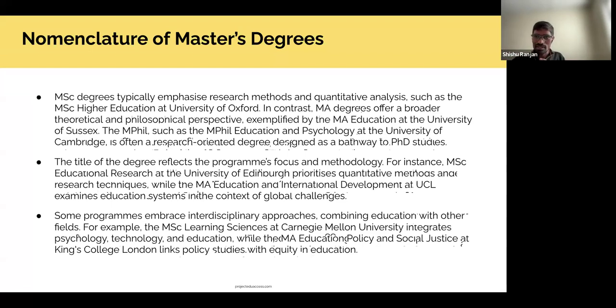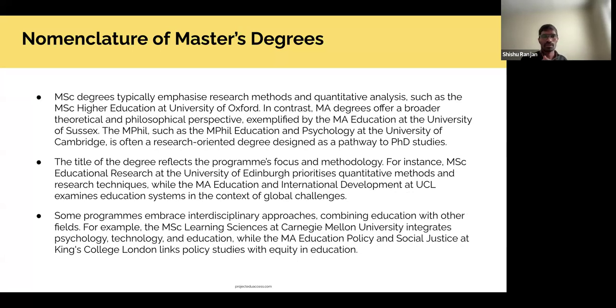As it is mentioned in the slide, MA basically focuses more on theoretical and philosophical approach, whereas MPhil is more towards research. As we know, in India MPhil is closed, but here MPhil courses are still there. They will focus more on research, and prepare you for research to pursue a doctorate degree.